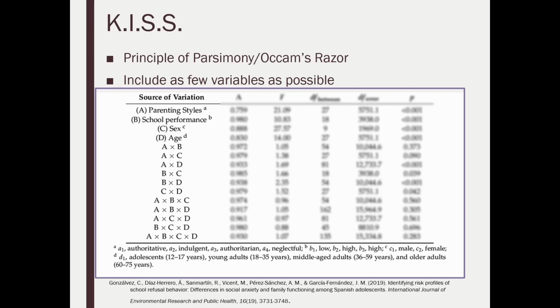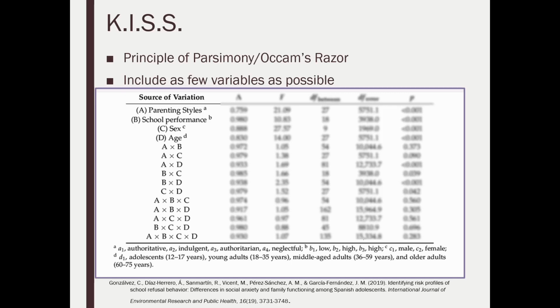Then we get down to the B variable. Now it's school performance by sex, school performance by age, and then we look at the sex by age interaction. Those are all what we call two-way interactions. Then we get down to the three-way interactions. Now we're going to look at the confluence of parenting style, school performance, and sex; parenting style, school performance, and age; parenting style, sex, and age; school performance, sex, and age. That concludes all of the three-way combinations that we could create.